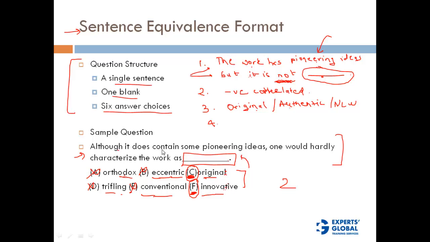Although it does contain some pioneering ideas, one would hardly characterize the work as original. That makes sense. Second option, although it does contain some pioneering ideas, one would hardly characterize the work as innovative. That also makes sense. So C and F are the correct answer choices. So you will see that the same 5-step approach that we saw for text completion also works for sentence equivalence.